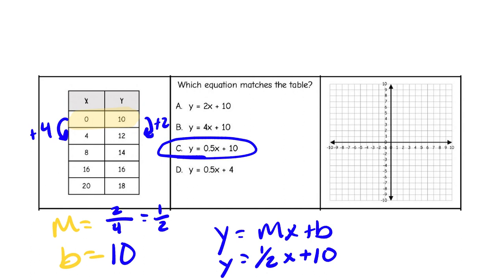Now looking over at the graph, at 10 is where it's going to cross the y-intercept. It is going to be a positive slope because it goes up from left to right. And then I'm going down by 1/2. So I would go down 1 over 2, because rise over run, down 1 over 2, down 1 over 2. And then graph that line.